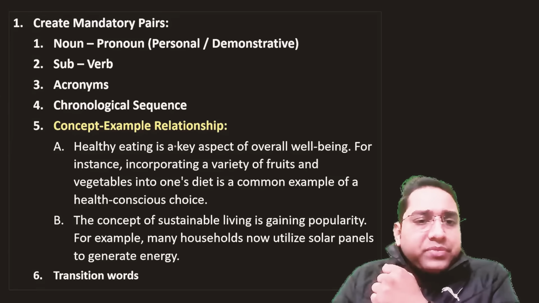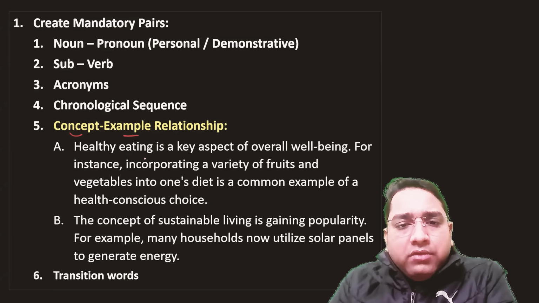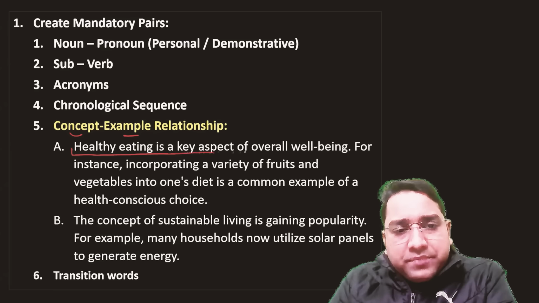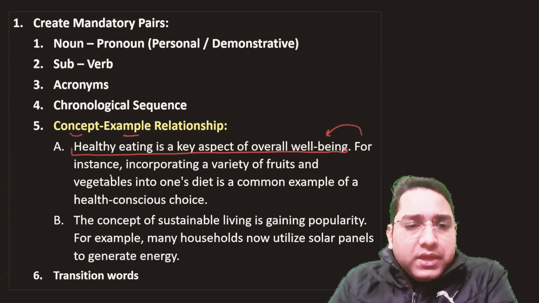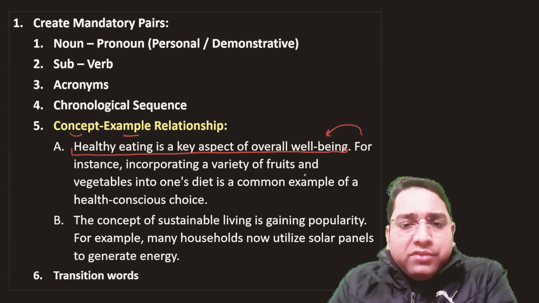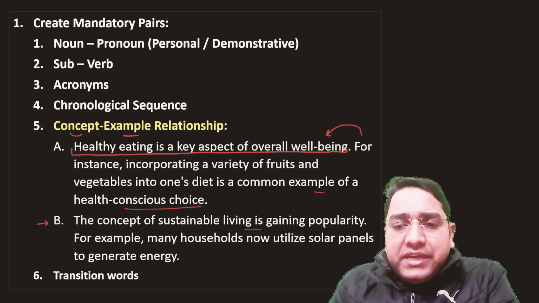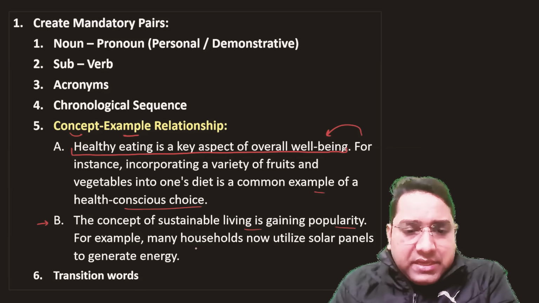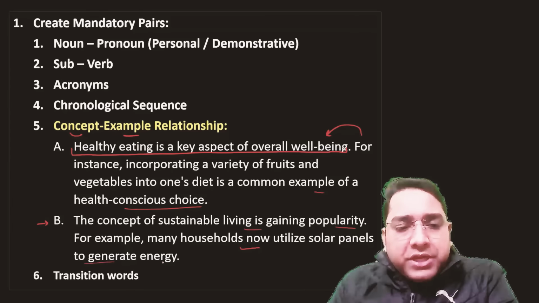The next thing is concept or example relationship. For example, healthy eating is a key aspect of overall well-being. This is one concept. And further, the example of this situation is given. For instance, incorporating a variety of fruits and vegetables into one's diet is a common example of a health-conscious choice. One more example is given there. The concept of sustainable living is gaining popularity. For example, many households now utilize solar panels to generate energy.